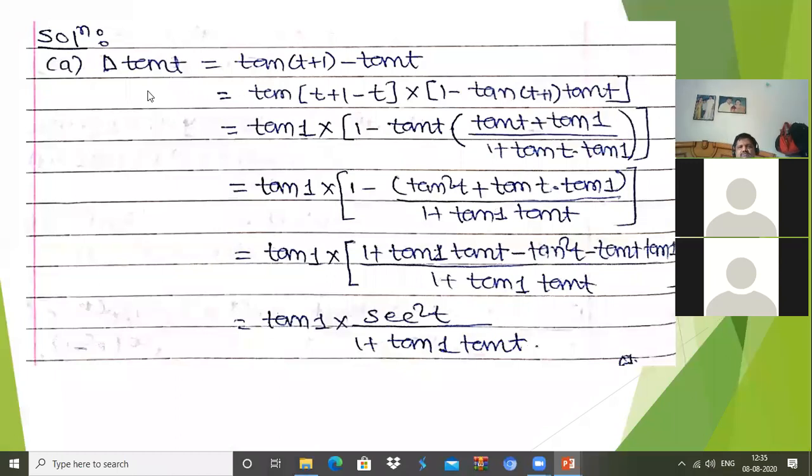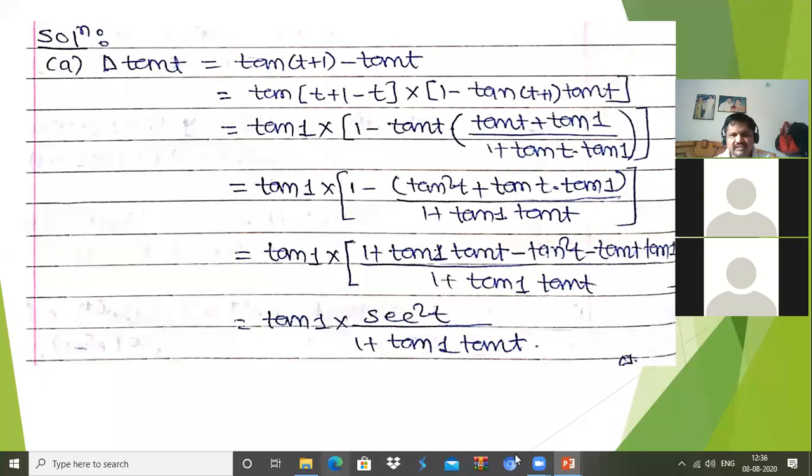Now first of all, we will find delta of tan t. What is delta of tan t? Replacing t by t plus 1, it is tan(t plus 1) minus tan t, which is equal to. Now what is the formula for tan a minus tan b? It is tan(a minus b) into (1 plus tan a into tan b).